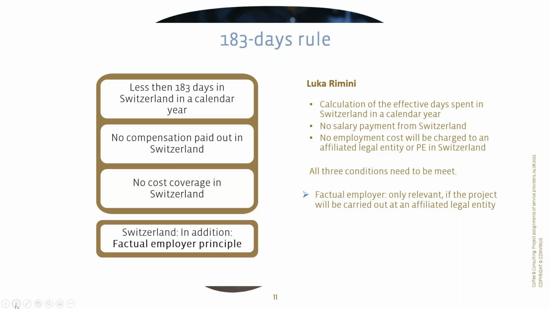The second requirement is there should be no salary payment from Switzerland, which in our case we can definitely say is met, because his salary will still be paid out from Italy, as he's working here only for the client. There are no employment costs charged to an affiliated legal entity or permanent establishment in Switzerland, which is also the case, or at least we have no information of that. But if we say management SA in Rome has all those costs, they will not charge that to Switzerland. Everything will be kept in Italy, and also in the end, the invoice sent to the client in Switzerland will be sent out from the Italian legal entity.